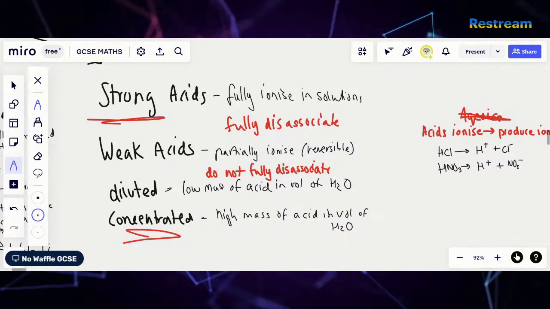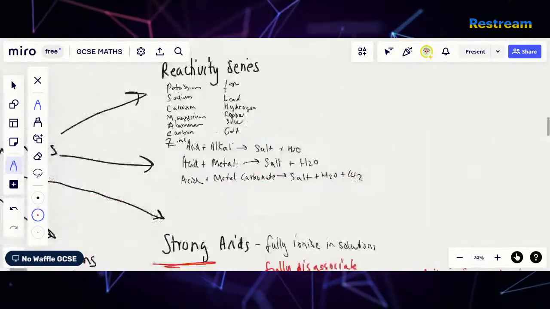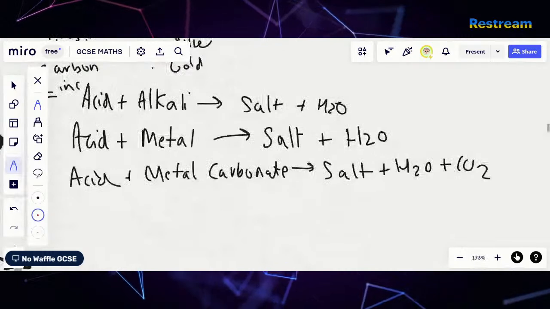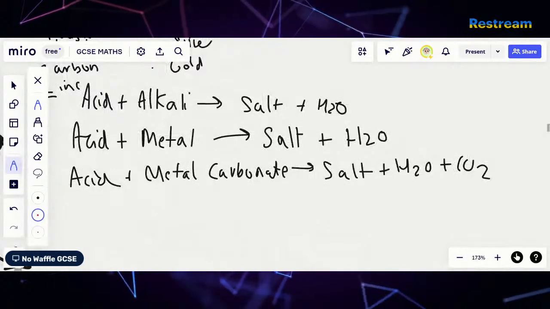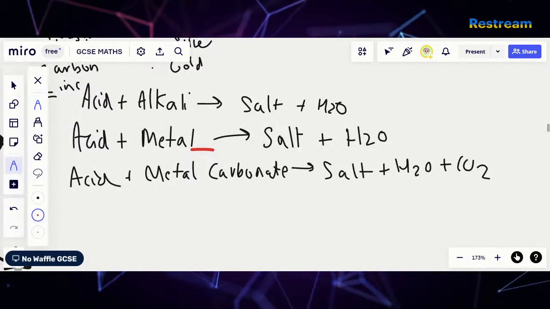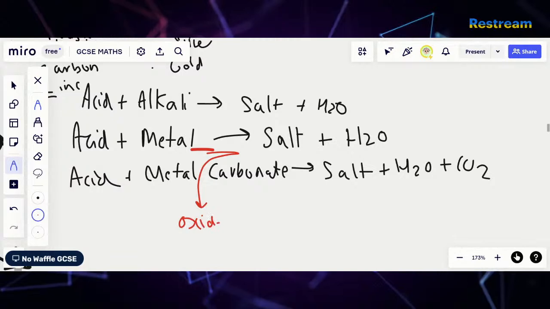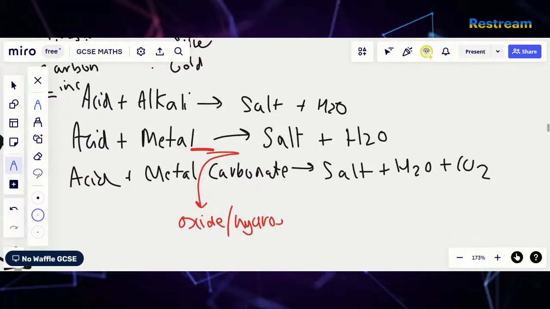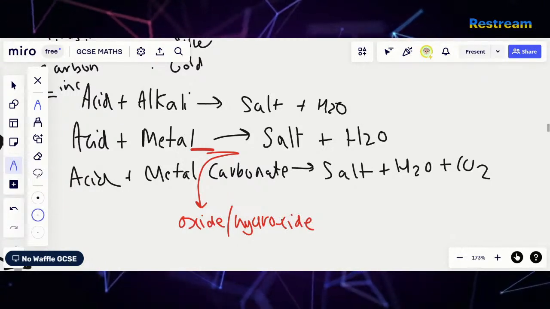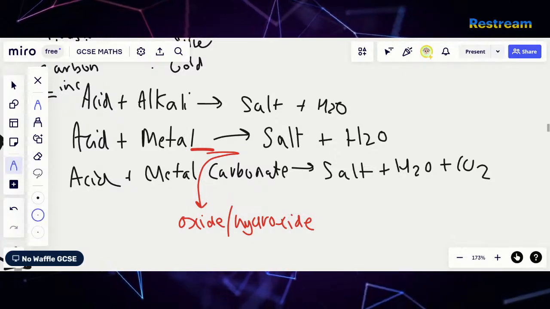Okay, now it's important to know reactions of acids. So we looked at reactions of acids here. Acid plus alkali creates salt and water. Acid plus metal creates salt and water. And when we talk about acid plus metal oxide or acid plus metal hydroxide, it equals salt and water. And then acid plus metal carbonate equals salt plus water plus carbon dioxide. Now, there are loads of examples on this for you to revise.